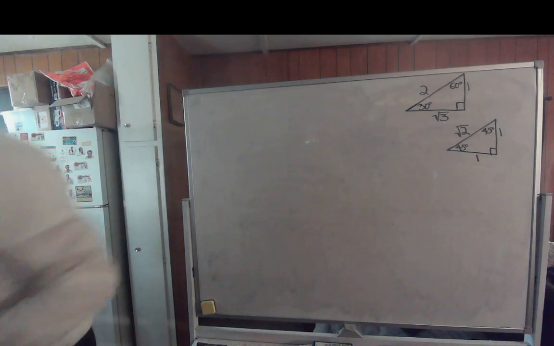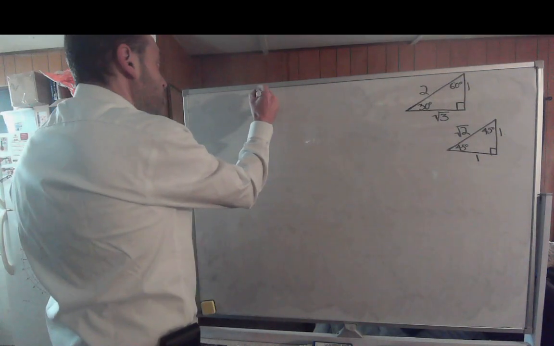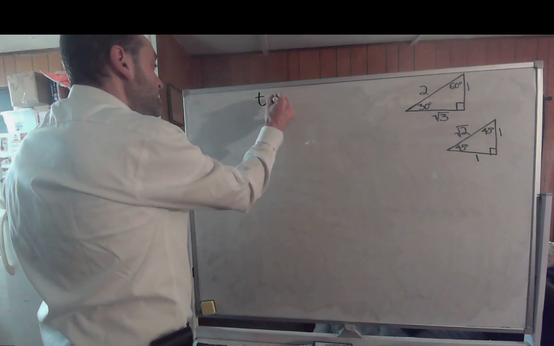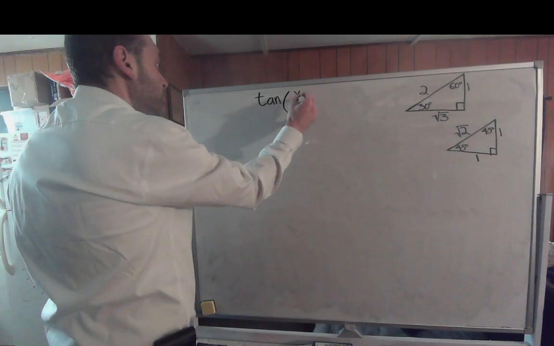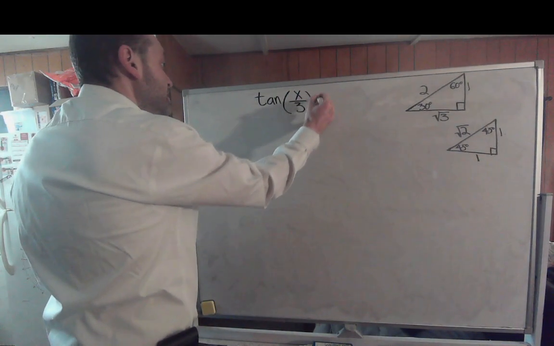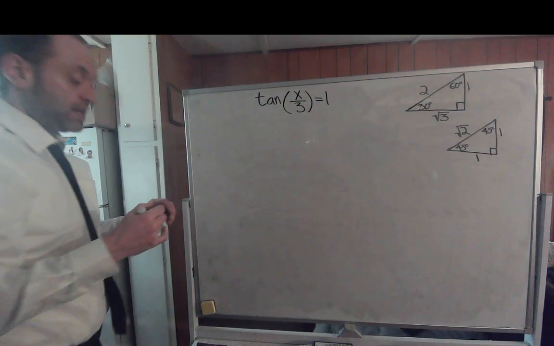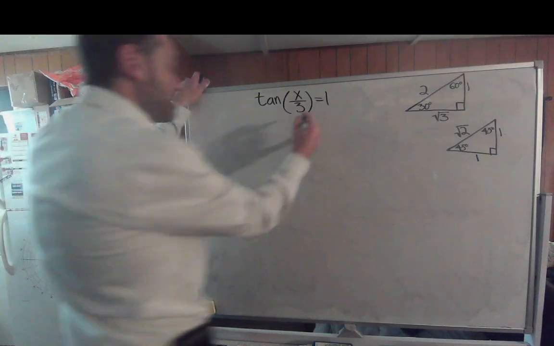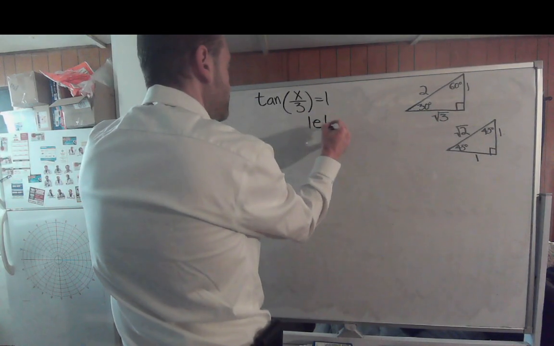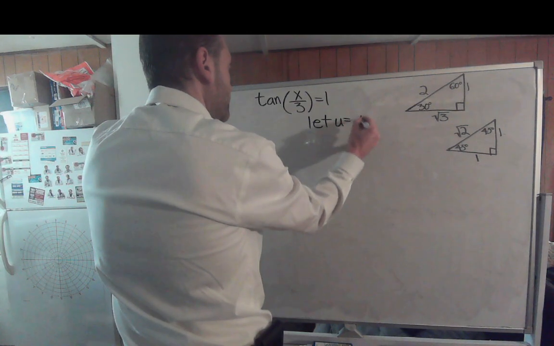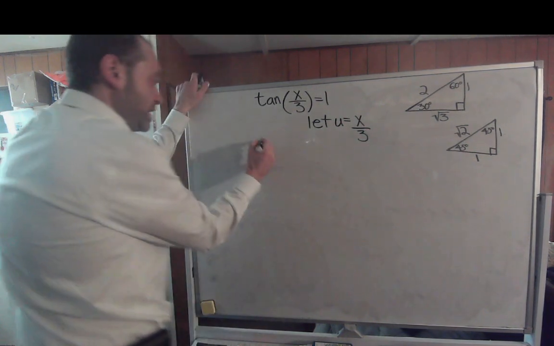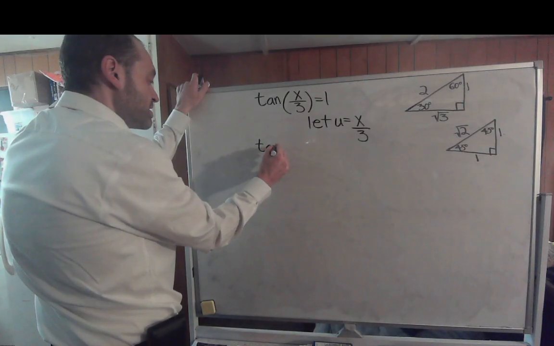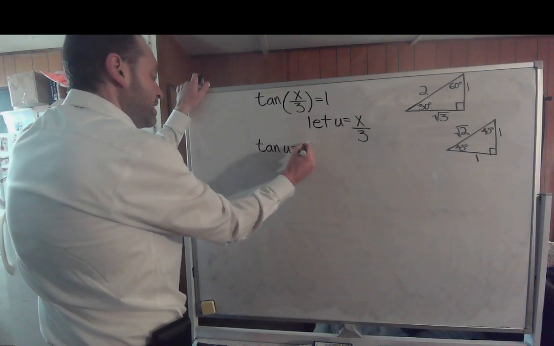And let's see, yep, good one. We have the tangent of x over 3 is equal to 1. So we'll just let u equal x over 3 temporarily. So we can turn this into the tangent of u equals 1.